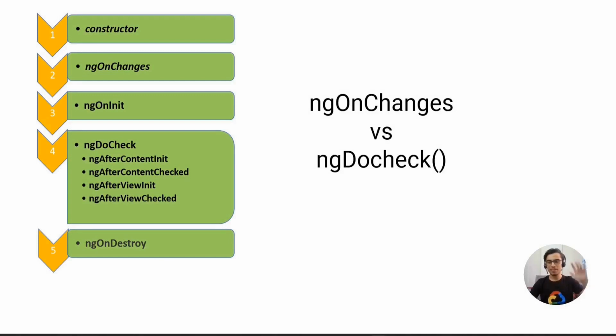Hello there and welcome. So today we have another topic from the lifecycle hooks, and that topic is what is the difference between NgOnChanges and NgDoCheck.